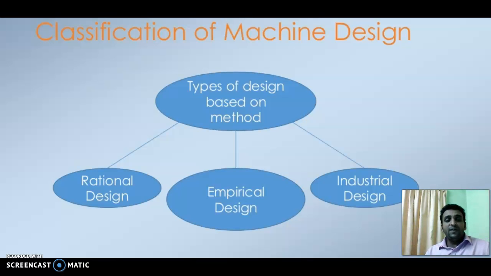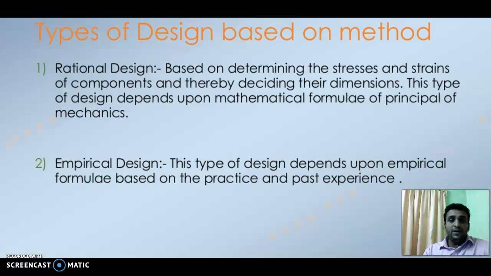Machine design is classified into rational design, empirical design, and industrial design. I can explain each point. What is a rational design? We already studied engineering mechanics in our first year. There we studied stresses and strains. Some stresses, that is compressive stress or shear stress, we already studied, and we already know what a strain is. So based on this stress and strain, we can calculate or identify the dimensions of our product. That is the rational design.